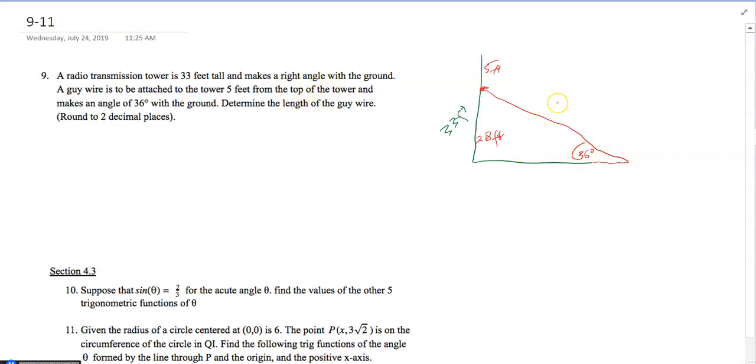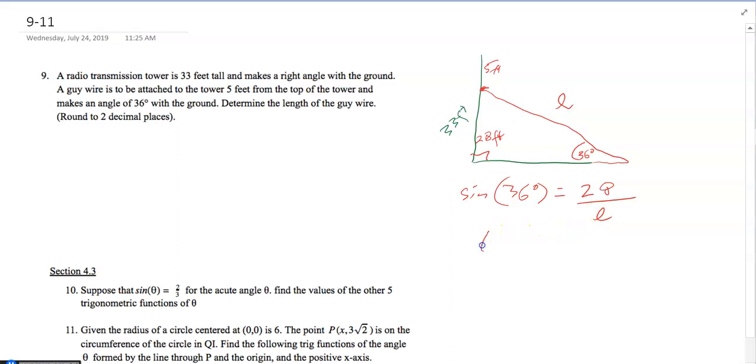Determine the length of the wire. So the length is your L. Let's think of a trig function that we can use. This is our angle, 36 degrees. This 28 is on the opposite side of 36, and L is the hypotenuse. So we are thinking about the opposite over the hypotenuse, so we're thinking about sine. So sine of 36 degrees is equal to 28 over L.